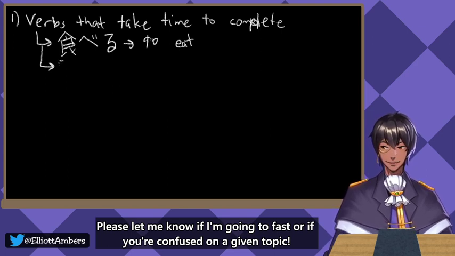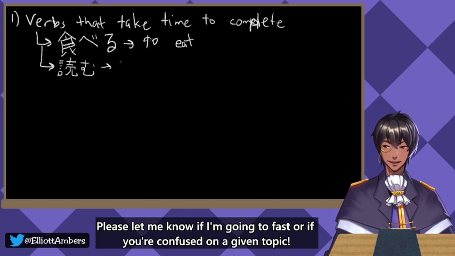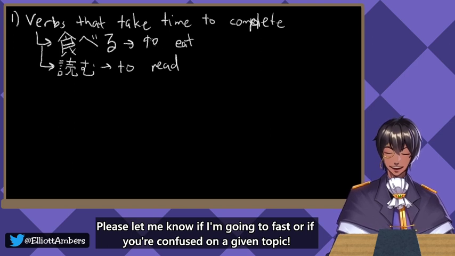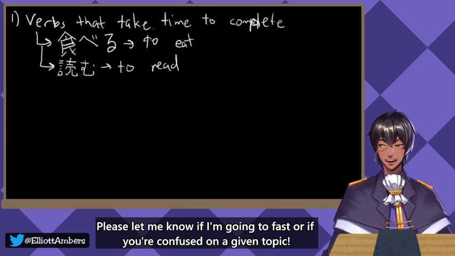And we have just some examples of characters that represent things that you do over time. So taberu and yomu. Yomu, which is to read. So these actions take time to complete. And depending on how we write the sentence out, it can mean different things.